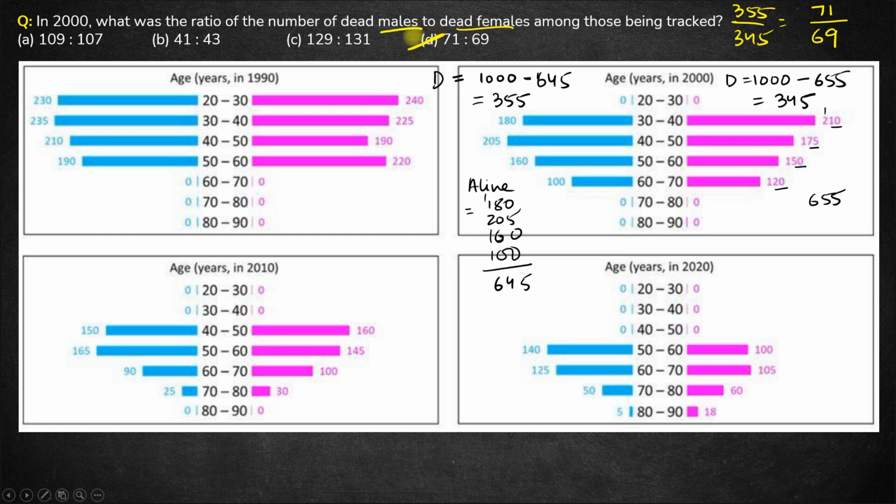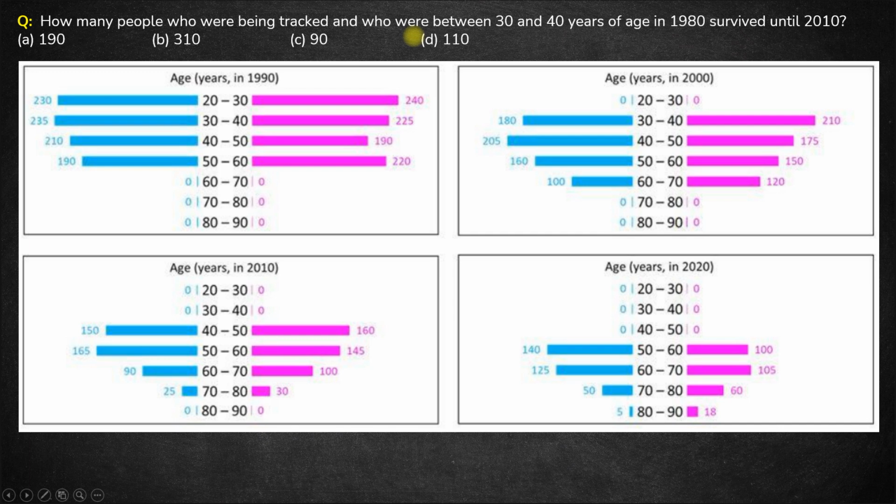Okay. Let us look at the next question now. In this question, we have how many people who were being tracked and who were between 30 to 40 years in 1980 survived till 2010. Cool. So we are talking about from 1980 to 2010. So we are talking about a gap of 30 years.